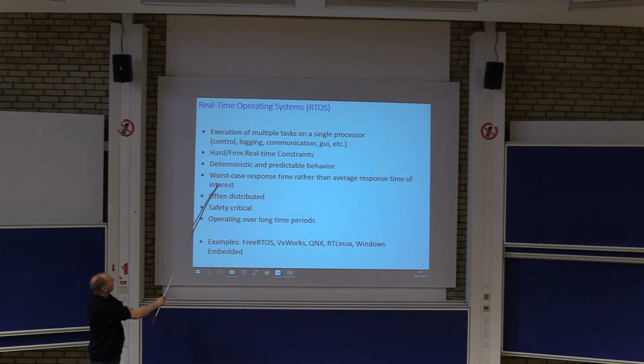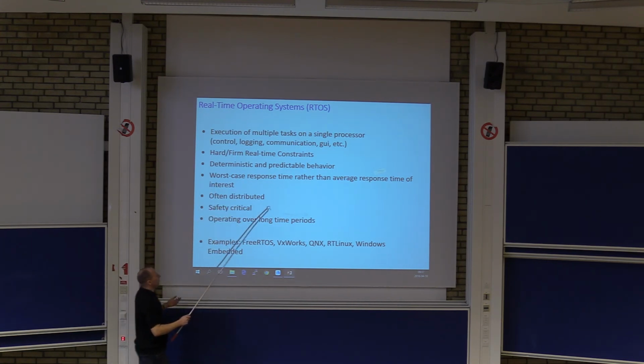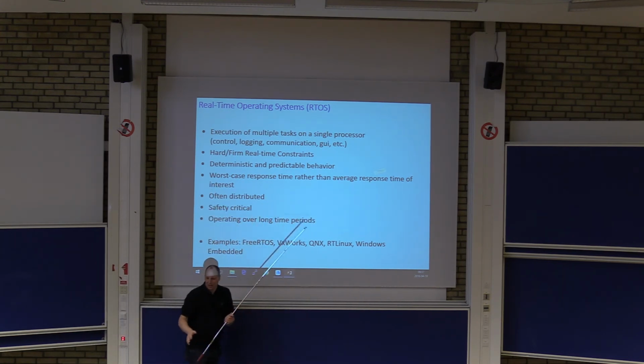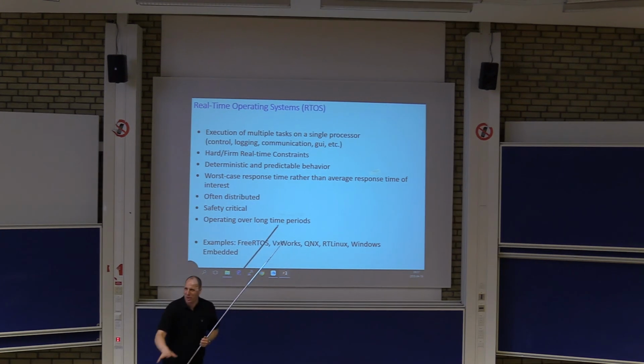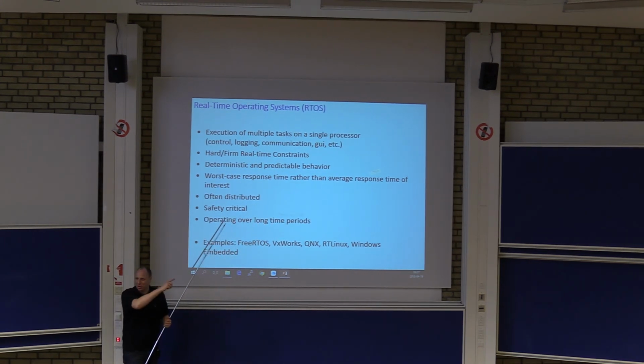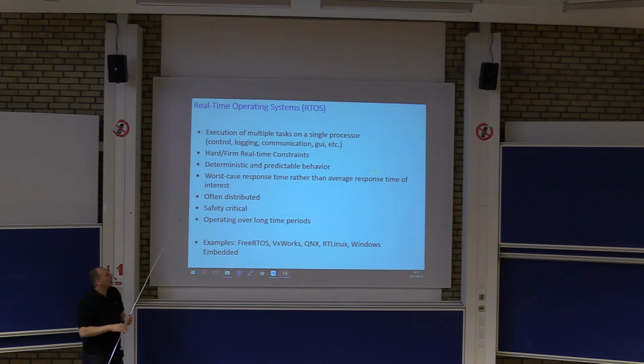Another difference is that on a desktop computer you would like it to behave nicely, so if I move the mouse, the cursor should move. For a desktop computer the average response time is much more important, but for control systems it's the worst-case response time that matters most, because the system might fail if the worst case is too bad.